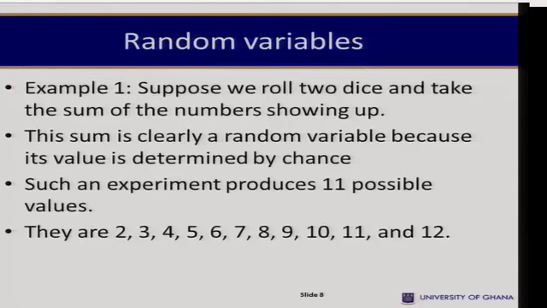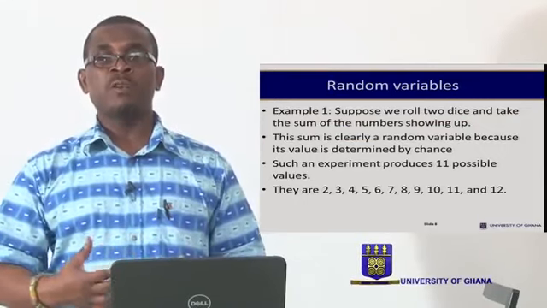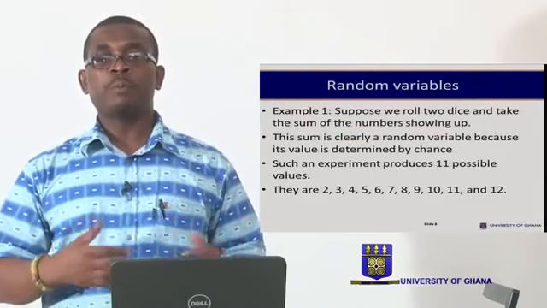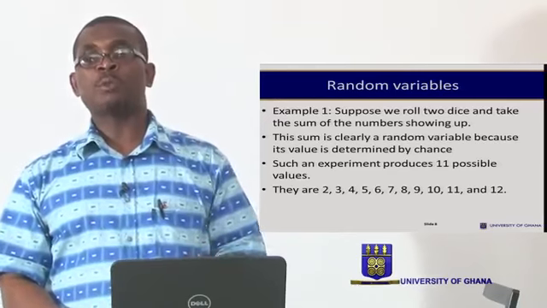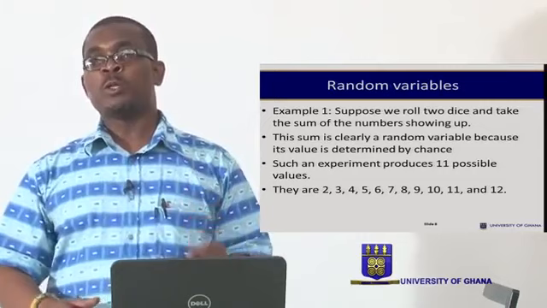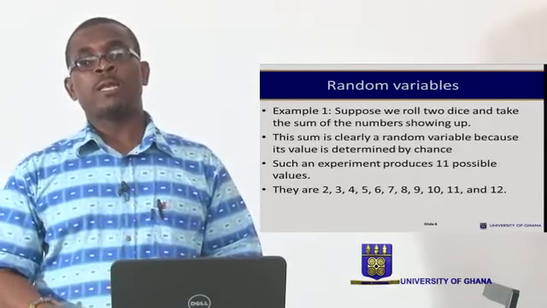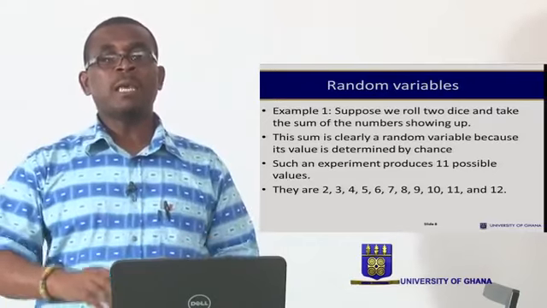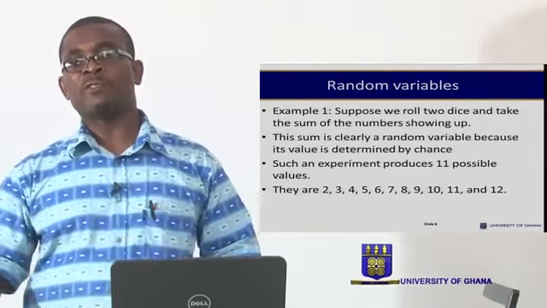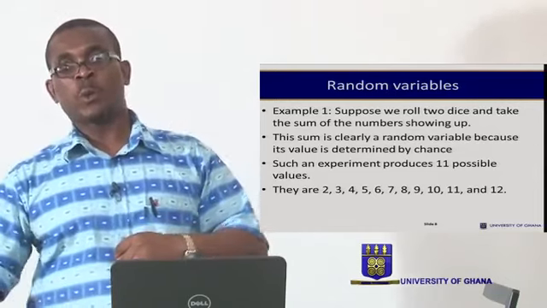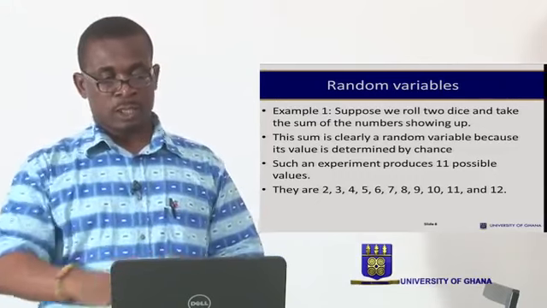Suppose we roll 2 dice and take the sum of the numbers showing up. This sum is clearly a random variable because its value is determined by chance, right? Such an experiment produces 11 possible values, and these numbers are 2, 3, 4, 5, 6, up to 12. Why? The minimum is 2, because when 1 shows on each die and you sum them, the value is 2. But when 6 and 6 show and you sum them, it is 12. In between, you can have a number like 7, because either 1 and 6 show, 2 and 5, 3 and 4, 4 and 3, 5 and 2, or 6 and 1 show.